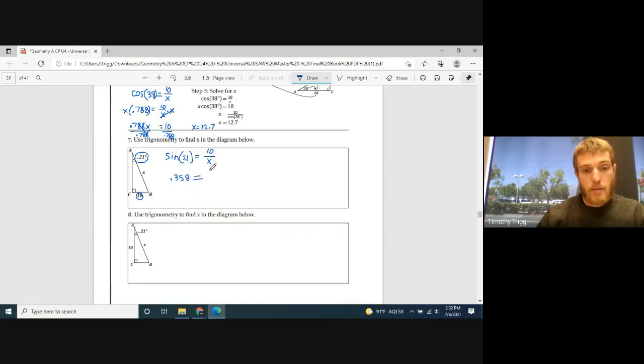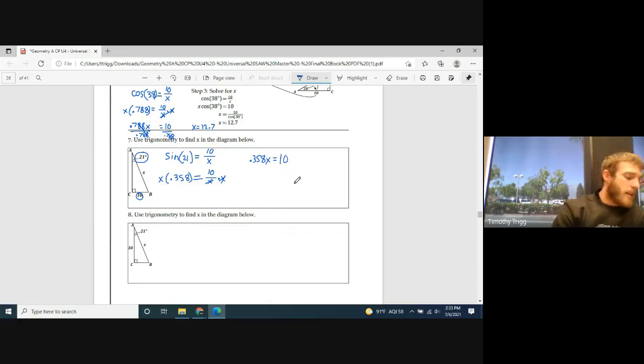On the right side, we have 10 over x. Now, to get x by itself, we always multiply by the denominator. So we always multiply by the bottom. Multiply this side also by x. So now we have 0.358x equals 10. To get x by itself, we divide both sides by 0.358.